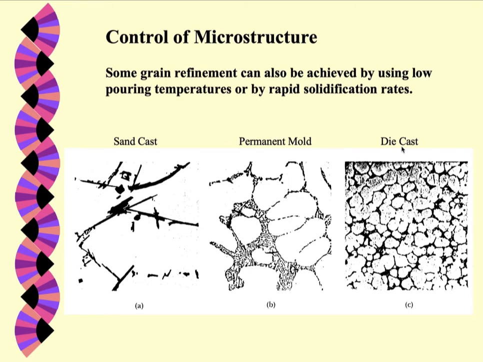Okay, if you cast it very quickly, it cools very quickly, you get a much finer structure. These are all the same scale here. So this might be a die cast part. This is really important because this structure here, when I put stress on it, it's going to fracture very, very easily. Okay? This one's a little bit better, and that one's even better.